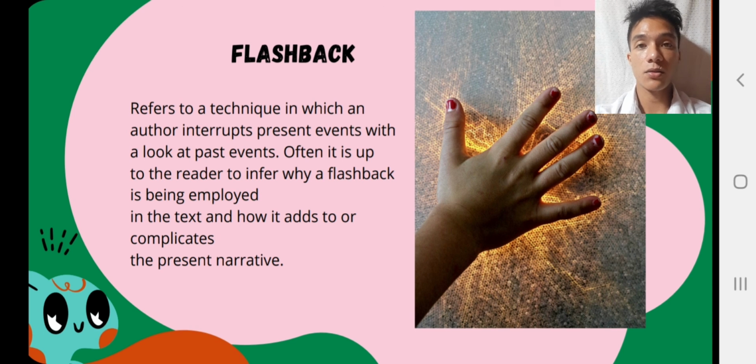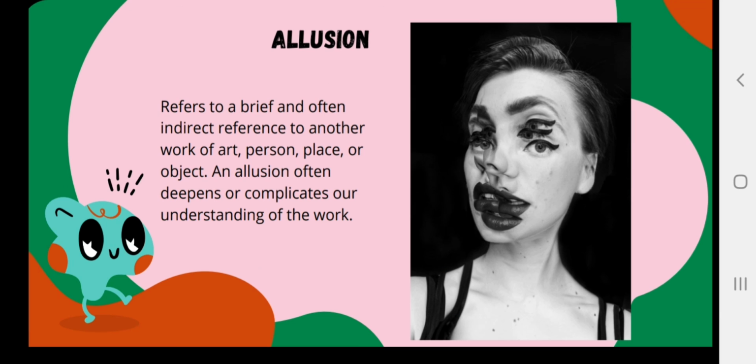Flashback refers to a technique in which the author interrupts present events with a look at past events. Often it is up to the readers to infer why a flashback is being employed in the text and how it adds to or complicates the present narrative.